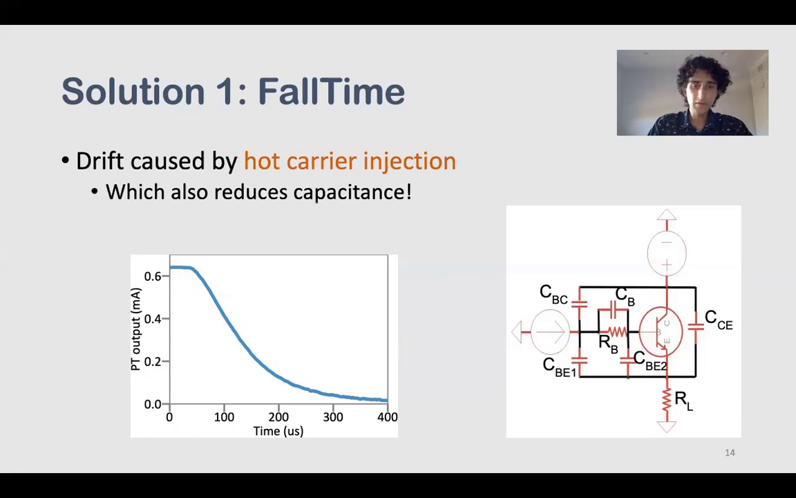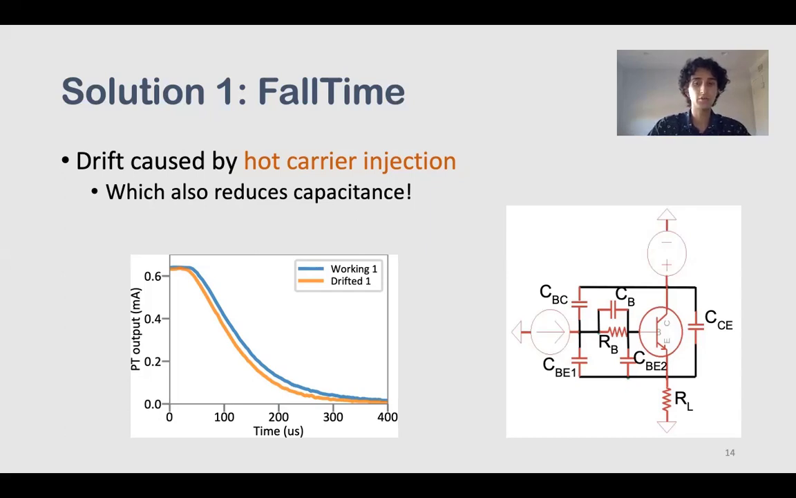Now, drift is caused by an electrical phenomenon called hot carrier injection, in which electrons basically gain enough energy to start causing damage to various parts of the internal phototransistor components. It also happens that this hot carrier injection reduces the base emitter capacitance. So what we see in drifted phototransistors is that the capacitance is lower between the base and the emitter, and that means it takes less time for that capacitance to discharge. So this orange line gives an example of a drifted phototransistor, and as you can see, it discharges faster. So this fall curve is sharper and decreases faster.